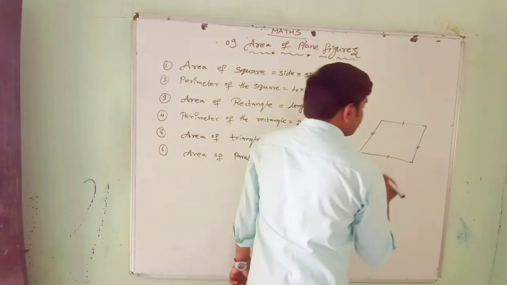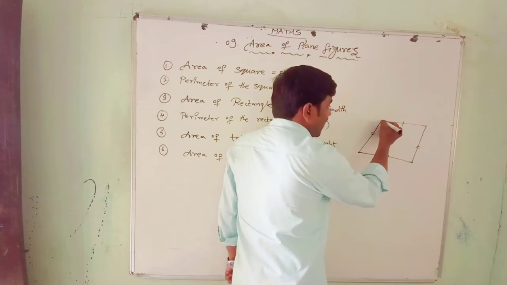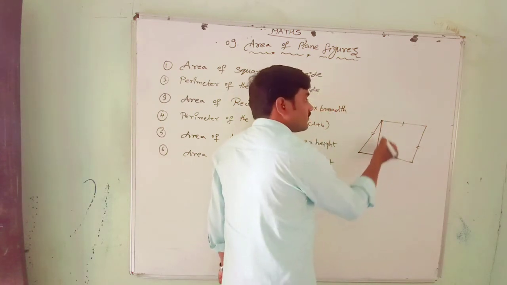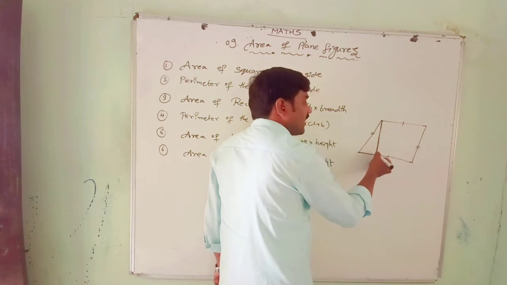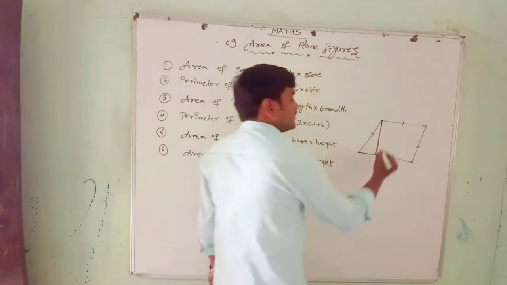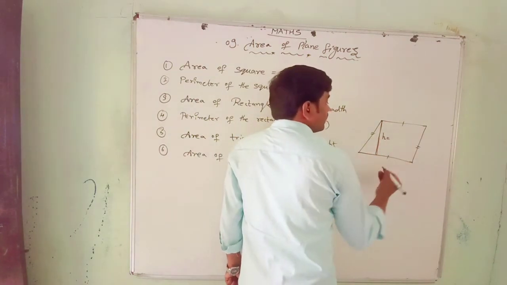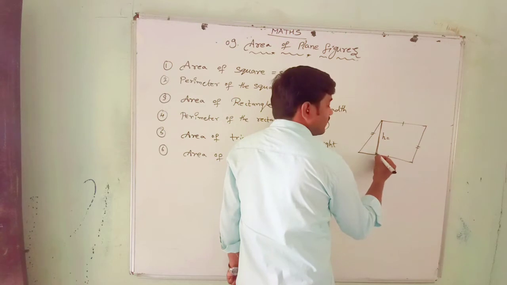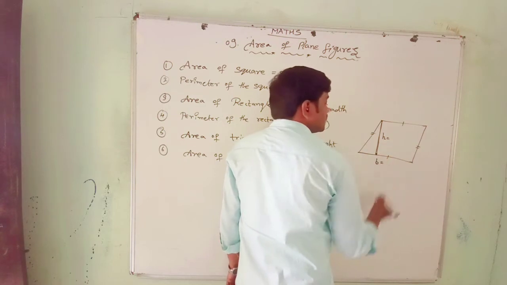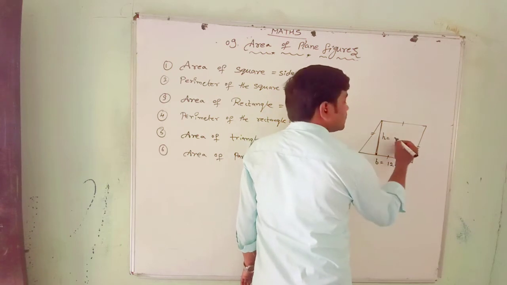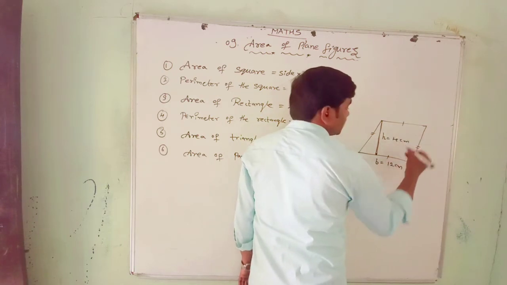In this, let us take the height of the parallelogram. How to count the height of the parallelogram? This is the height of the parallelogram, that is the maximum height. This is the height. The perpendicular line is the height. The side perpendicular to it is known as the base. So this is the base. Suppose the base is 12 centimeter and height is 4 centimeter.